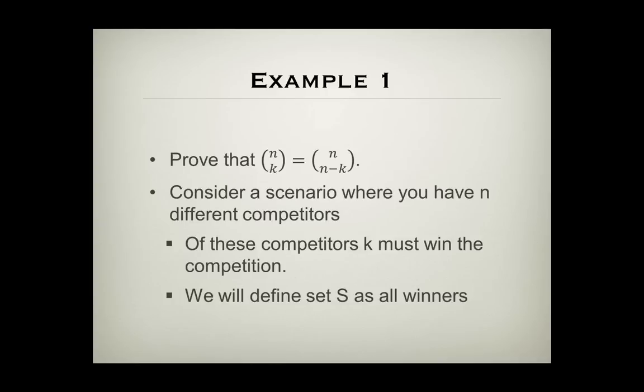Our first example is very basic in that it gives the underpinnings of the combinatorial proof method. First, our goal is to prove that choosing k from n elements is equivalent to choosing n minus k from n elements. Consider a scenario where you have n different competitors. Of these competitors, k must win the competition. We will define set S as all winners within the competition.